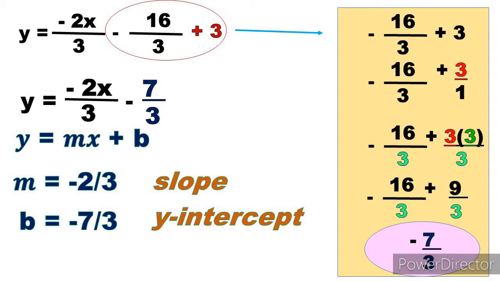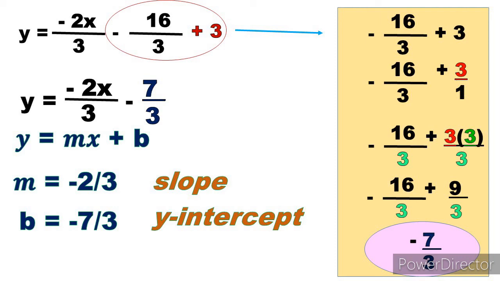Since similar fraction na, pareho na sila ng denominator, ang gagawin na lang natin is i-add ang numerator at kopyahin ang denominator. So, negative 16 plus 9 is negative 7. And then, ika-copy lang natin yung common denominator na 3. Again, negative 16 over 3 plus 3 equals negative 7 over 3.